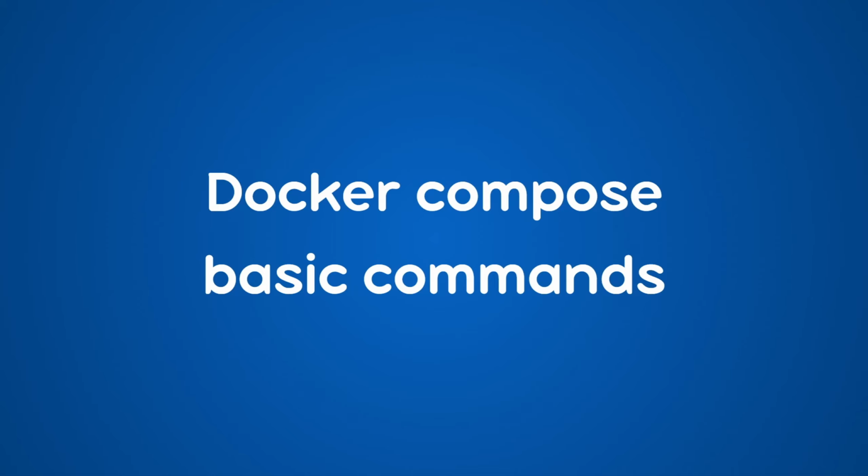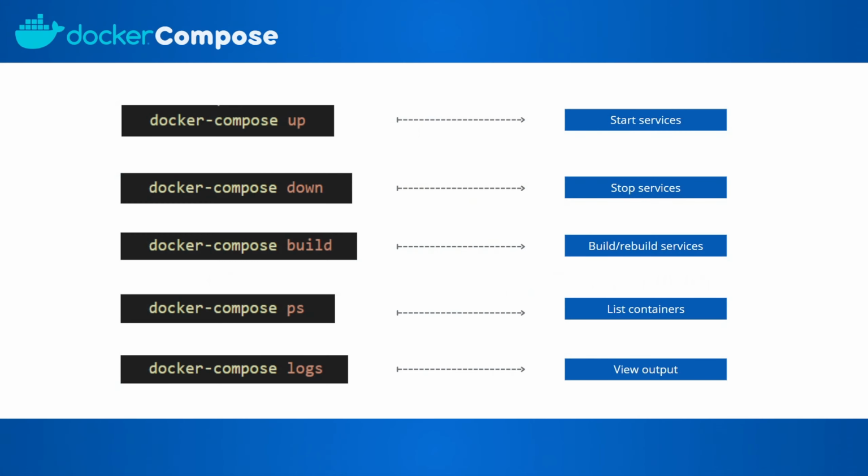And now we'll see what the basic commands are that you'll need to know to use Docker Compose. So here are the essential Docker Compose commands you'll use most often. We have docker compose up to start your services, docker compose down to stop them, docker compose build to build or rebuild services, ps to list your running containers, and logs to view the output from your containers. These five commands will handle most of your day-to-day Docker Compose operations.